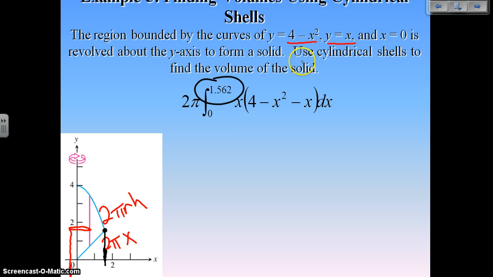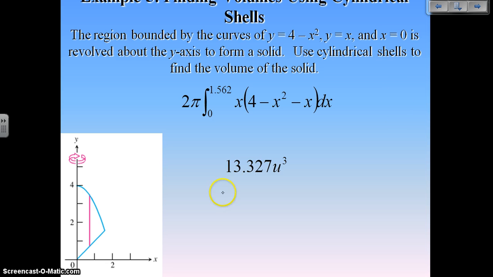Well, all I did on my calculator was I sketched 4 minus x squared, and I sketched y equals x. And then I went to menu, analyze graph, and then told it to find the intersection. Or if you're on the old 84s, you go to second trace, which is calculations, and tell it to find the intersection. Either way, it gives you the 1.562. Then we use our calculator to come up with this interval. Don't try and mark this one out by hand. It wouldn't be too bad, again, but for that 1.562. So 13.327 units cubed.